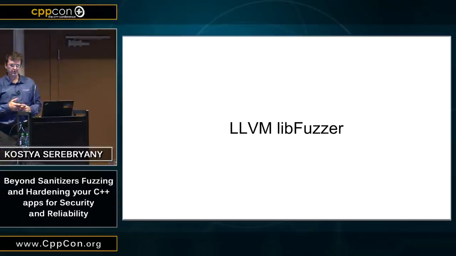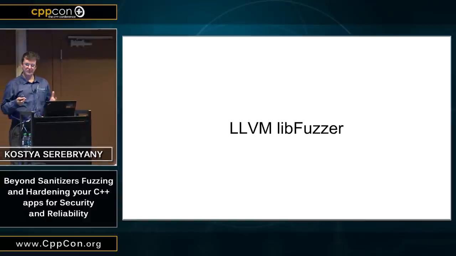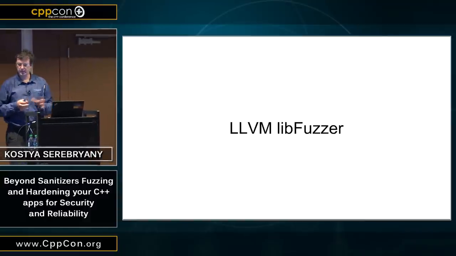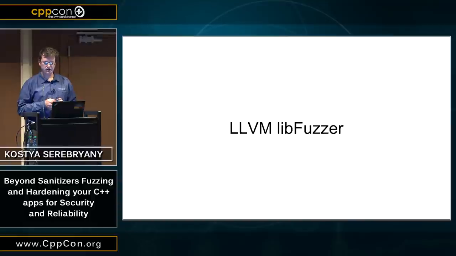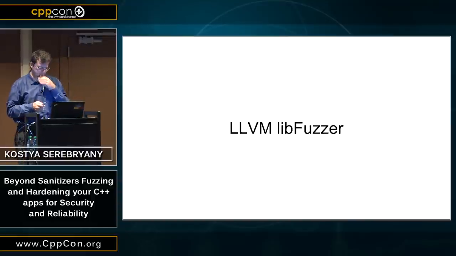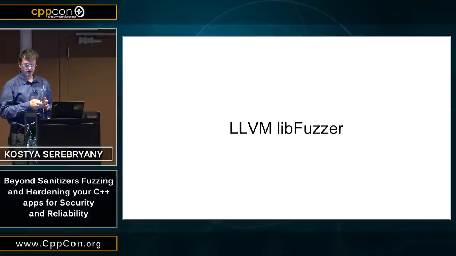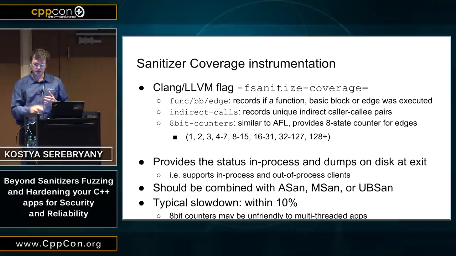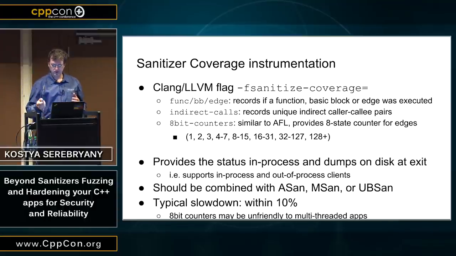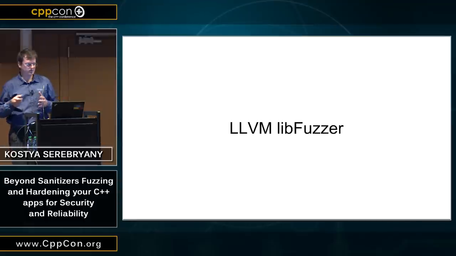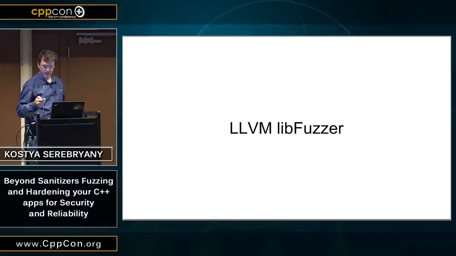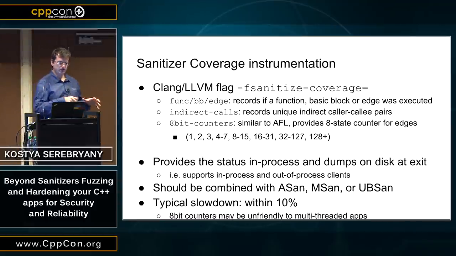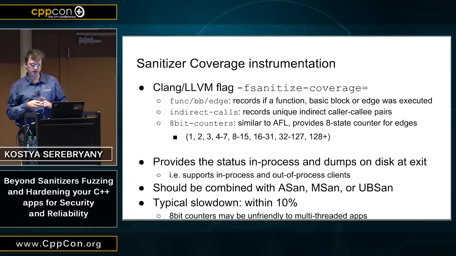I want to talk more about our own baby, the tool my team at Google developed. It is called LLVM libFuzzer. And lib here stands for two things. First, this is a library. And second, libFuzzer is actually targeted at fuzzing other libraries. So this is lib twice. But first, I want to tell you briefly about the coverage instrumentation that we have implemented in the LLVM compiler.